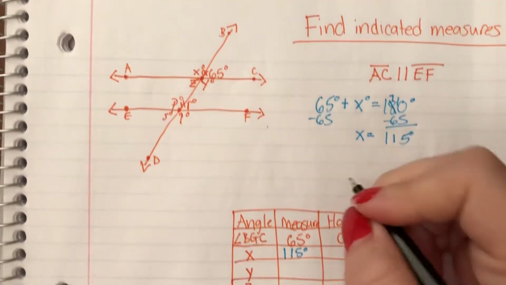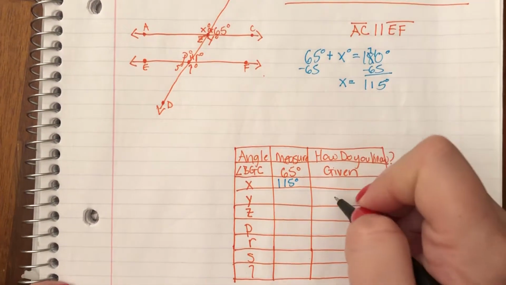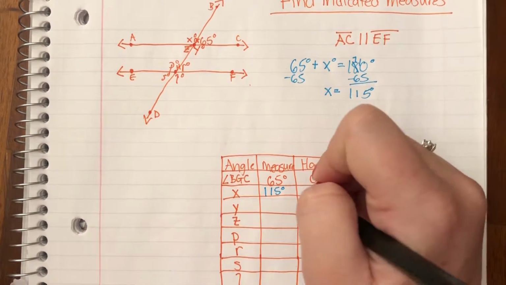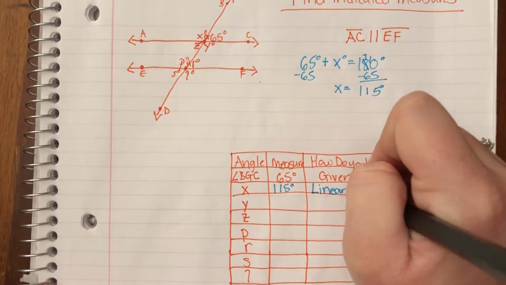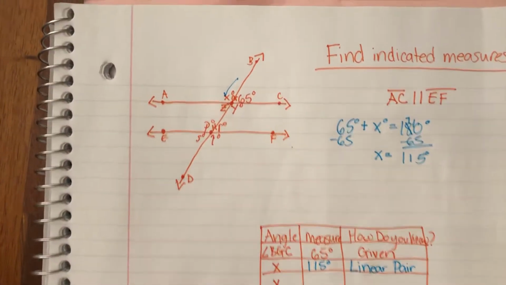115 degrees down here. How do I know? The way that I know this, like I said, is it's a linear pair. All right, got X done.